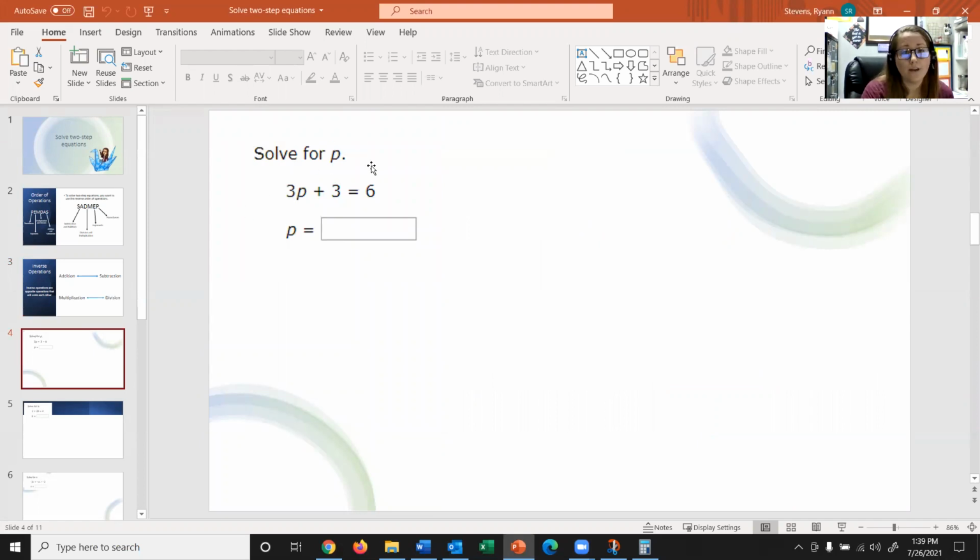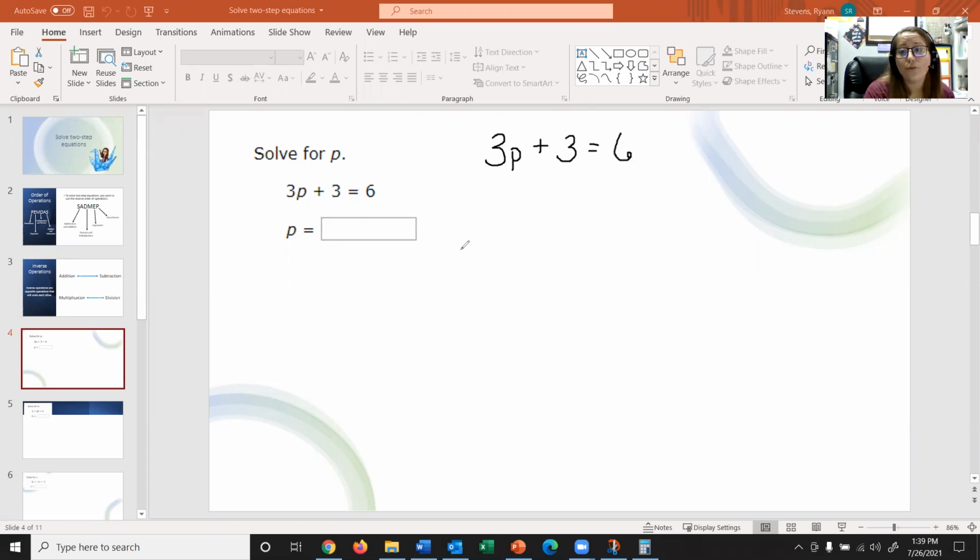Okay, so we know that our variable is represented by P. That's the quantity that can change. And so we have this equation 3P plus 3 is equal to 6. Now I'm going to rewrite this over here. I'm going to have 3P plus 3 is equal to 6, just so it can give me some space.